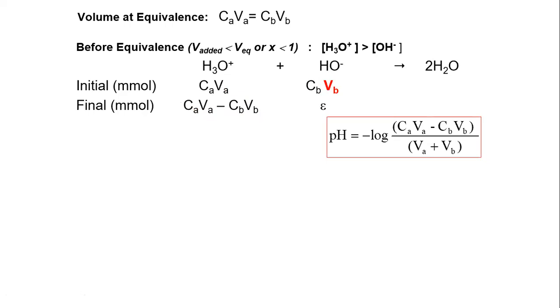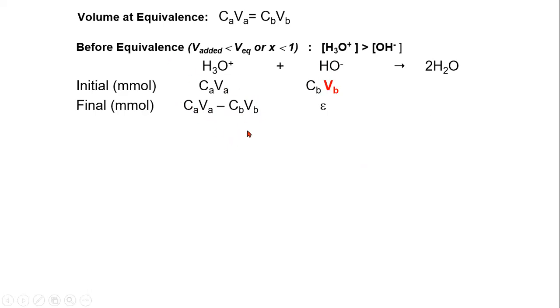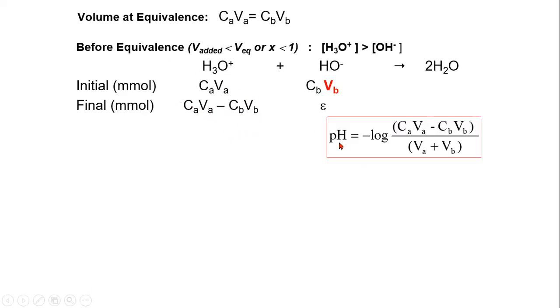What's my pH? The pH will be determined by whatever I have in my solution. What do I have in my solution? I only have H3O plus. And therefore my pH will be the minus log of the H3O plus concentration in my solution. Don't forget, this is not concentration, this is millimoles. If I divide that by the total volume in milliliters, which is the volume of the acid plus the volume of the base in total, that's the concentration of acid in my solution. And that will give you your pH.